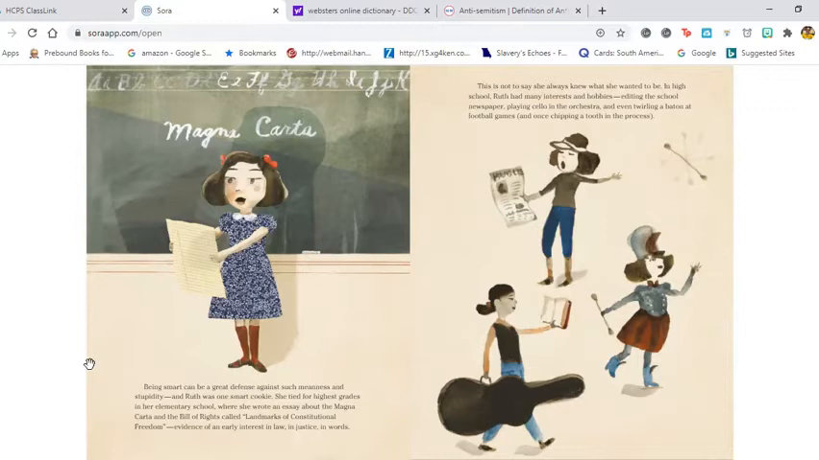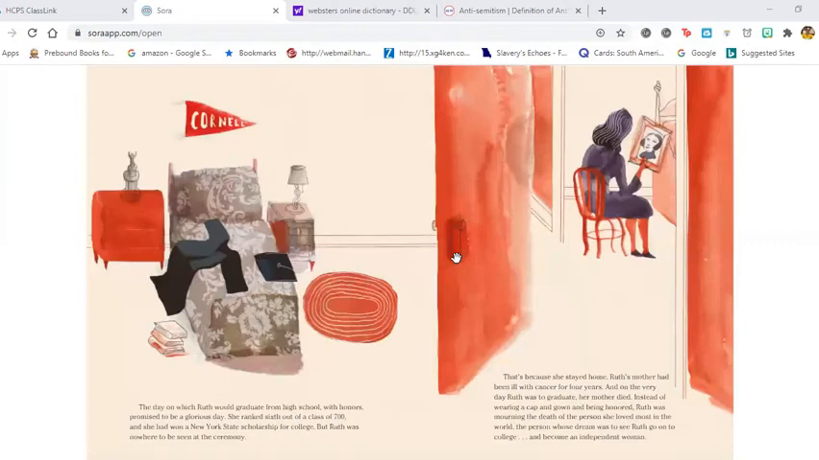This is not to say she always knew what she wanted to be. In high school, Ruth had many interests and hobbies: editing the school newspaper, playing cello in the orchestra, even twirling a baton at football games, and once clipping a tooth in the process. The day on which Ruth would graduate from high school with honors promised to be a glorious day. She ranked 6th out of a class of 700, and she had won the New York State scholarship for college.